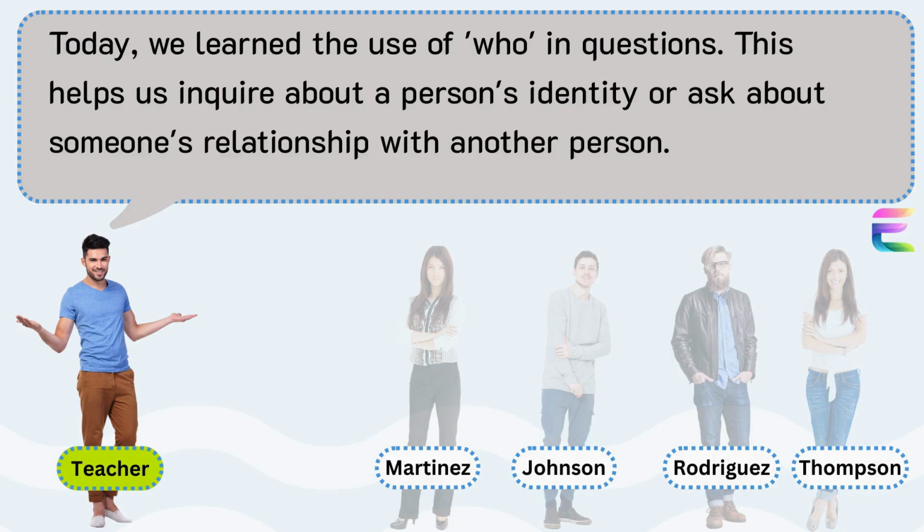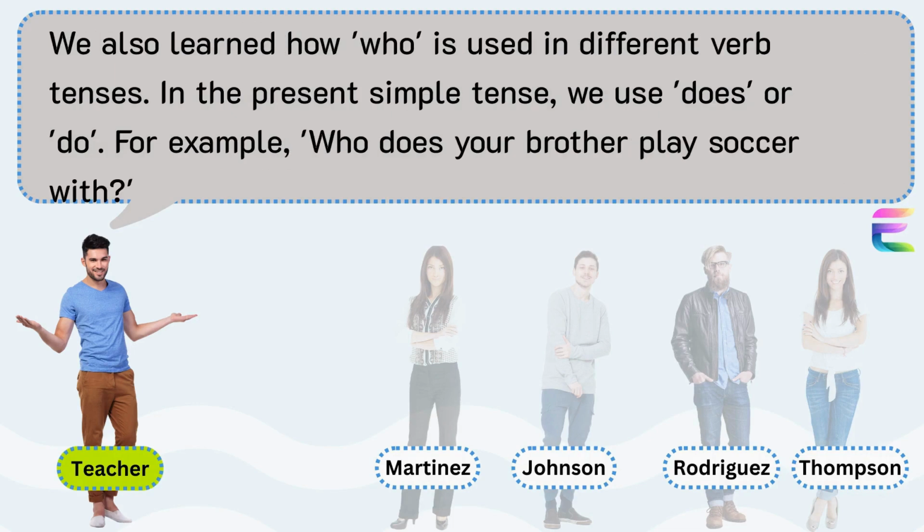Today, we learned the use of who in questions. This helps us inquire about a person's identity or ask about someone's relationship with another person. We also learned how who is used in different verb tenses. In the present simple tense, we use does or do. For example, who does your brother play soccer with?